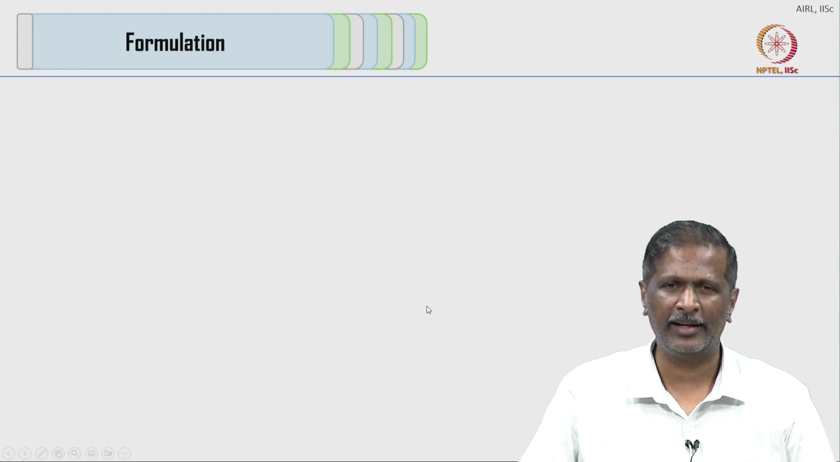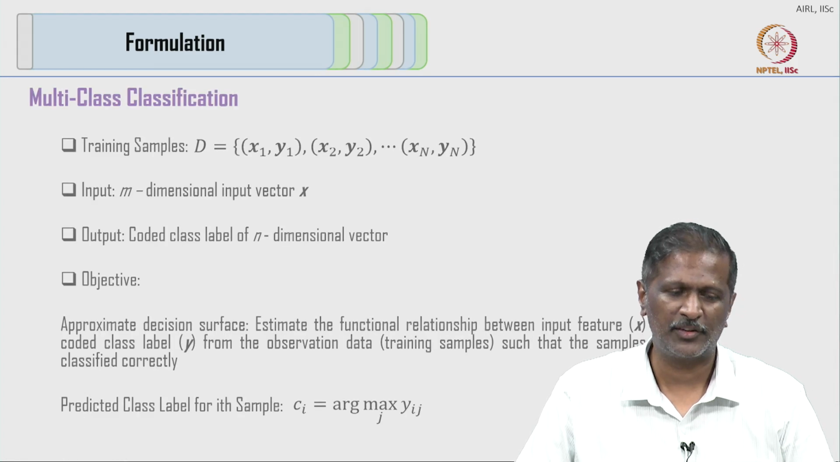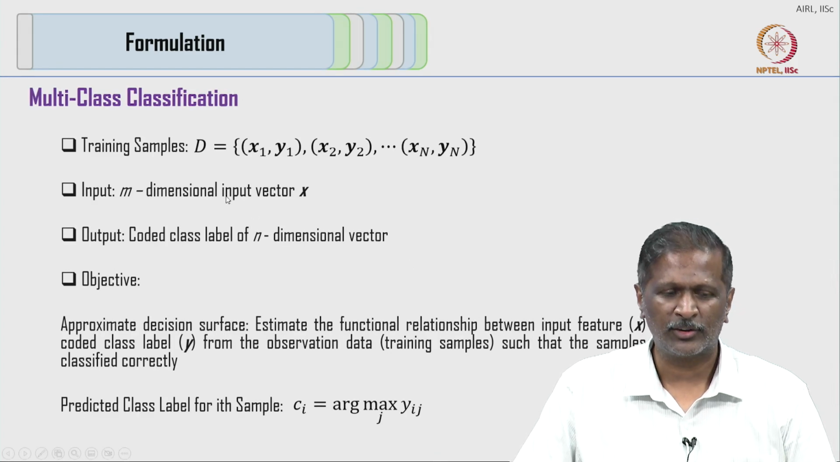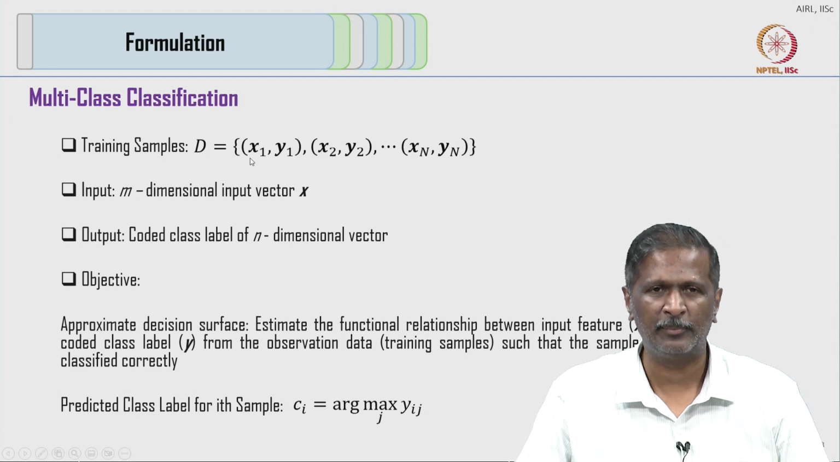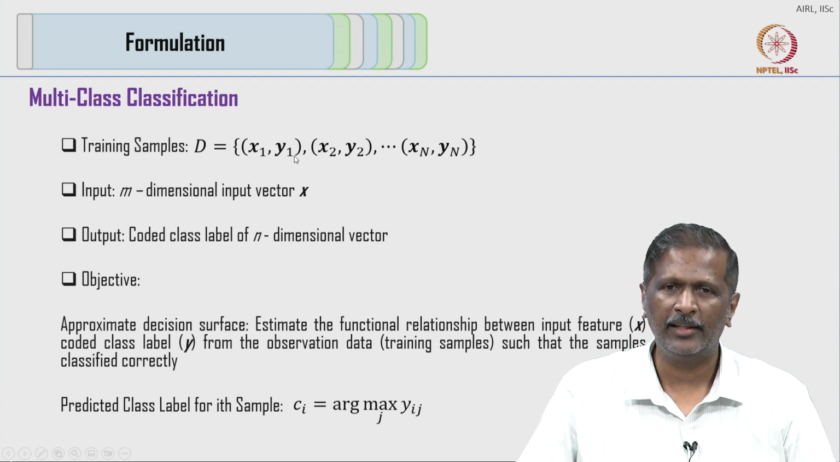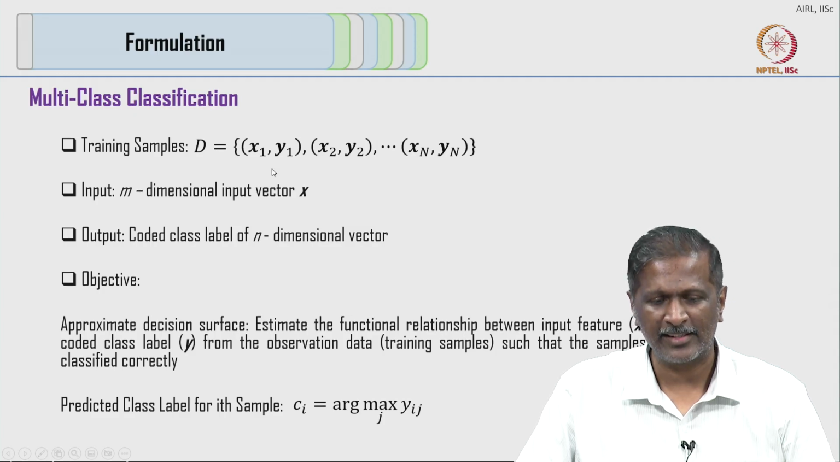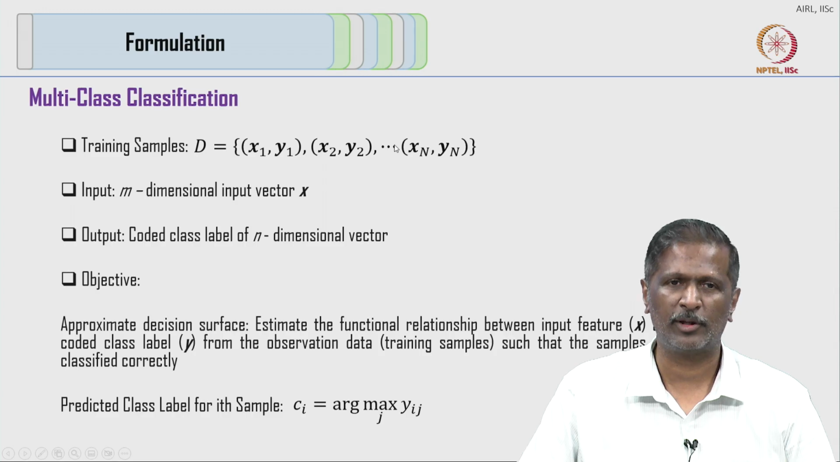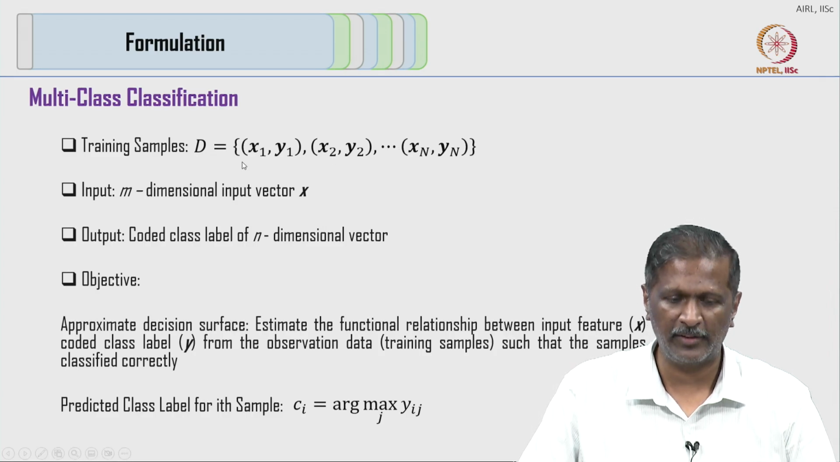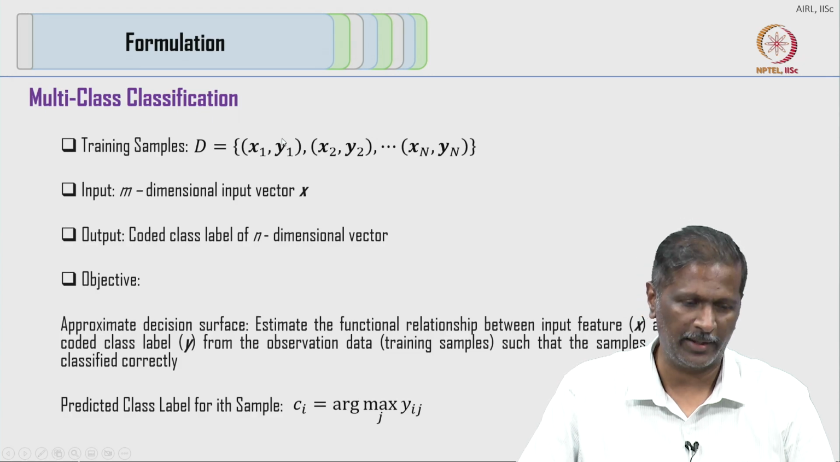Let's first formulate the multi-class classification problem, right? So we have our training samples. We represent that as D. D is a set of training samples where X is the features which we are extracting from the sample and Y is the class label, right? And like this X1, X2, Xn, which means there are N samples available for me to learn the relationship between this input feature space and the class label Y, right?